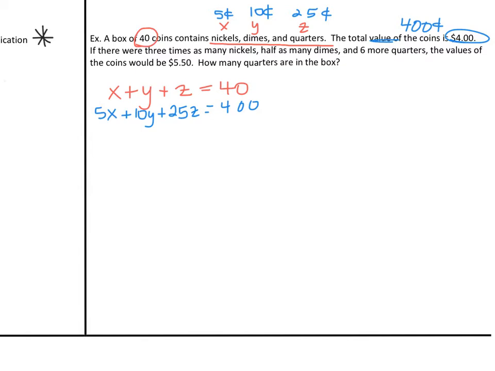Taking a look at what happens when we modify. So now if we look at, there are 3 times as many nickels. So now the nickels, we're going to triple them. There are half as many dimes, so I'm going to cut the dimes in half. And there are 6 more quarters. That means however many there were before, I'm going to add 6 more to them. Now the value is going to be $5.50.